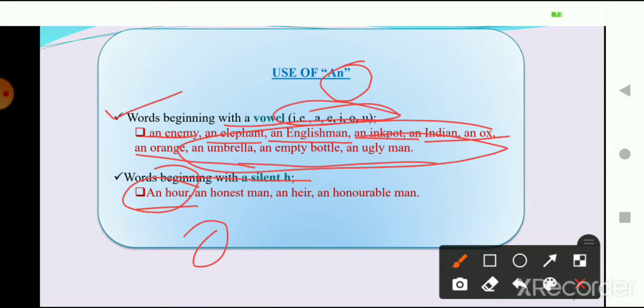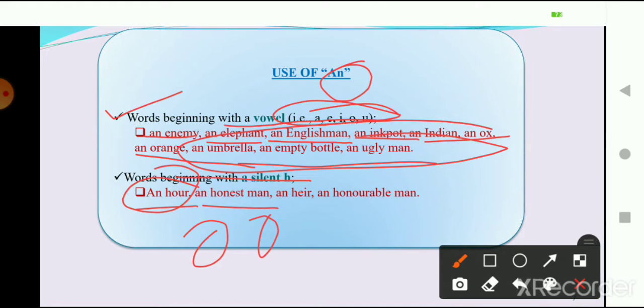Okay, let's take other examples also, like an honest man. Okay, it is not 'a honest man', right? The sound is of O, and O is a vowel. So how do we pronounce it? An honest man. O, that is the sound of O, right? So here also you can see that if the H is silent and the sound that is coming is of O, then we use article an before the word.